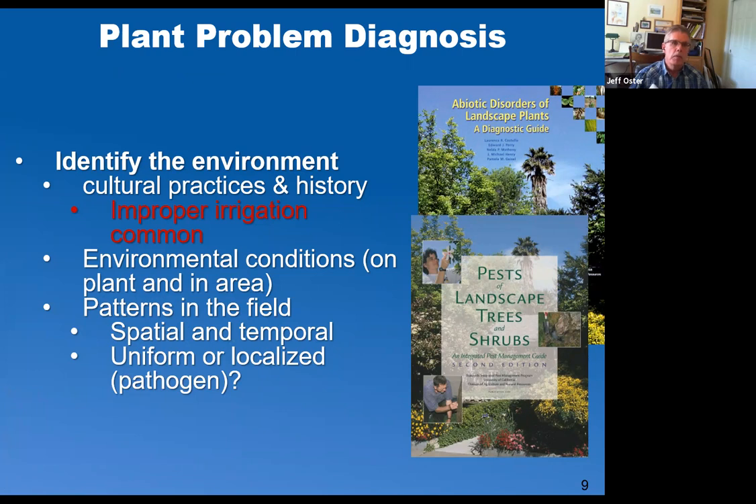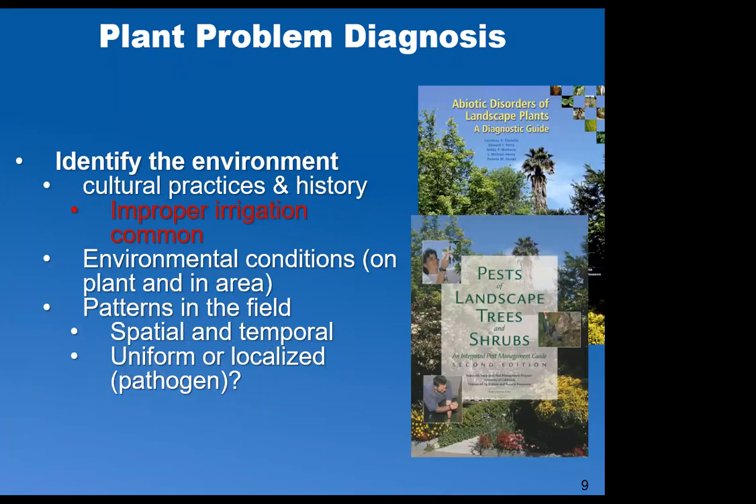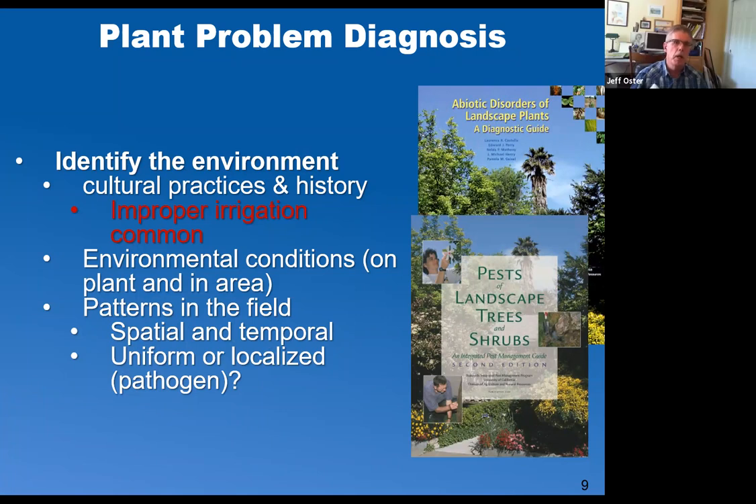So your environment is also another leg of our disease pyramid. Identify the environment. So what cultural practices and history, what's been going on with the plant? How have you treated? When have you applied pesticides? When have you applied fertilizer? And so on and so forth. And keep in mind that improper irrigation is one of the most common problems causing disease in your garden. So what are the environmental conditions in the plant area? What are environmental conditions over time?